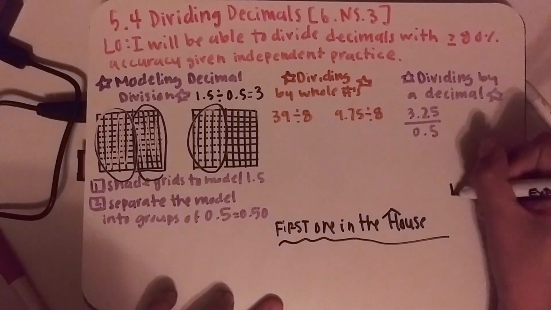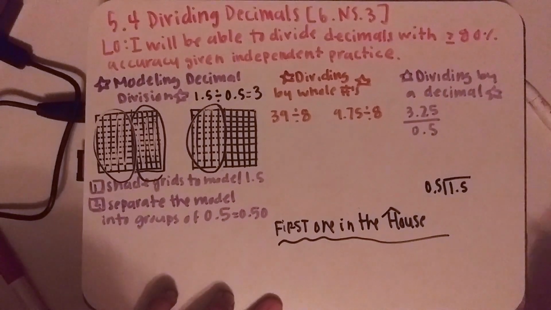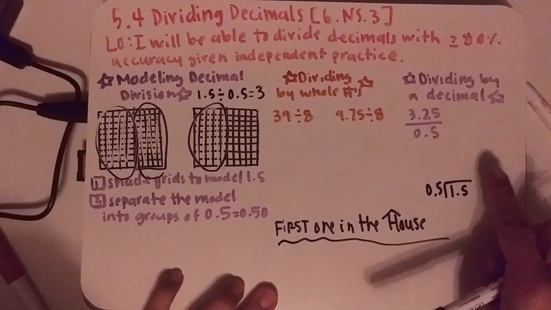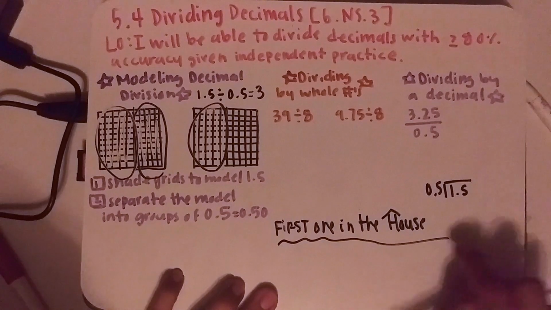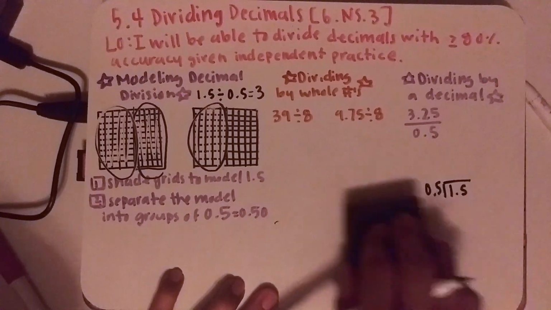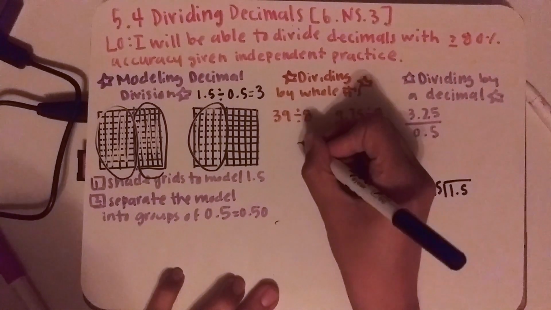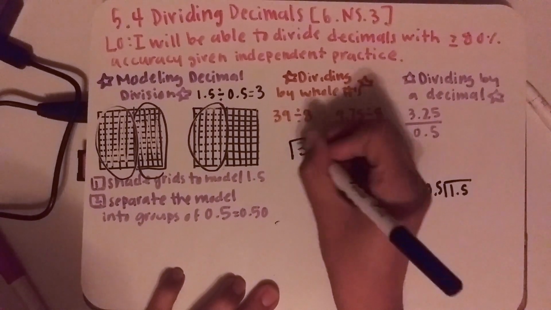So I'm going to take 1.5, and I'm going to divide that by 5 tenths. I'm going to wait for when I get to this one to do this one, so just remember this right here, okay? So first one in the house. So let me go ahead and start with this one. So divide by whole numbers. So again, remember, first one in the house, I'm going to do 39 divided by 8, okay?